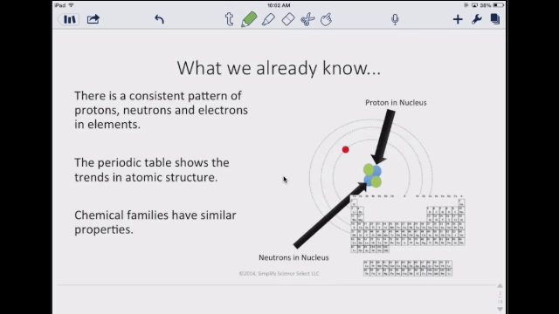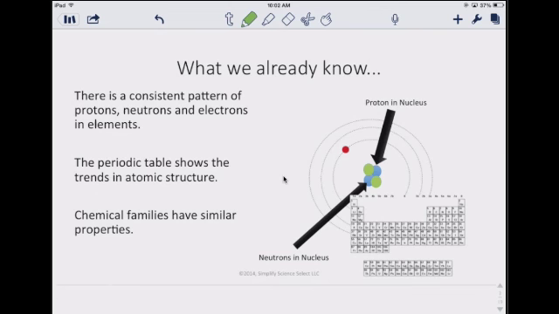Now, what we already know, there's no consistent pattern of protons, neutrons, and electrons in elements. We see that they change for isotopes and everything else. We see that their neutrons will change or electrons will change and everything else. And we know that the periodic table shows the trends in atomic structure, and we should know that it kind of shows their properties, and the chemical families have similar chemical properties.